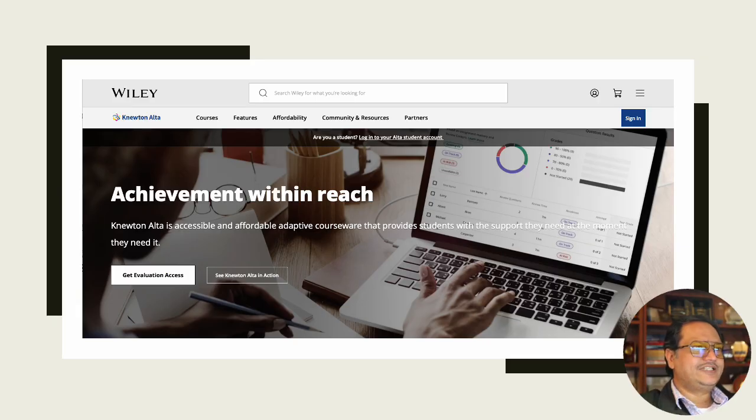So the first example I shared is called Newton Alta. Newton is an adaptive courseware that provides students with an adaptive model of learning. So the content being given to the student is adjusted based on its complexity, based on the student's level of performance. So there is some feedback from the student, or there is some assessment of the student ongoing.